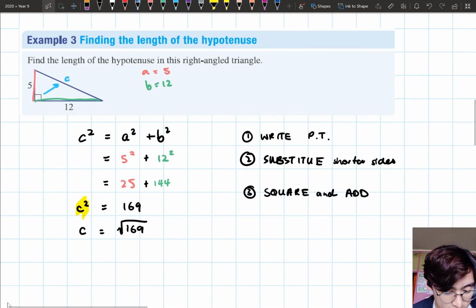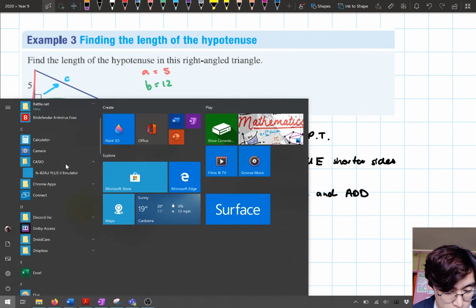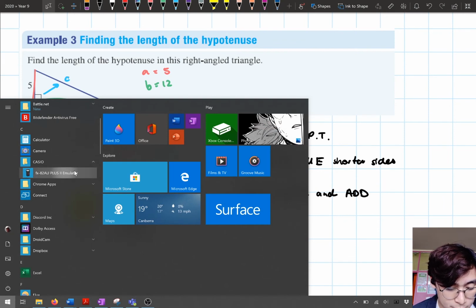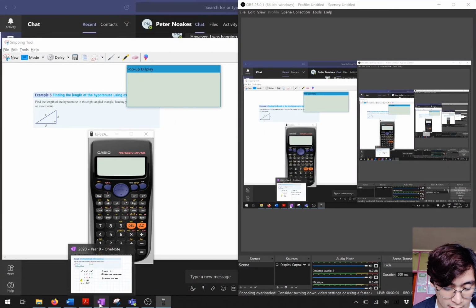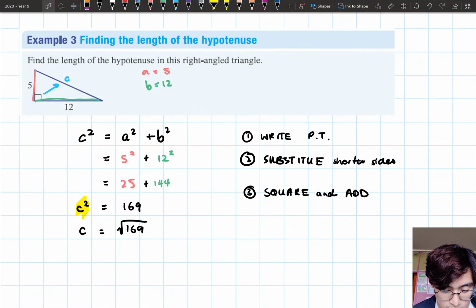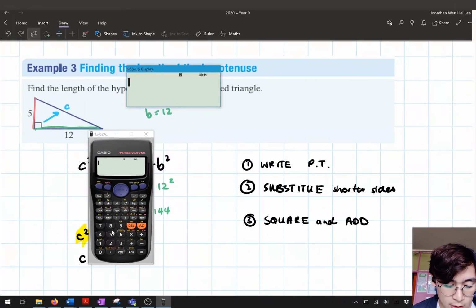Let me just find my calculator. So if I go to Casio, I have my calculator. There we go. If it decides to open. Oh, that's not what I want. Okay, I have my calculator. I'm going to just small screen this. Got my calculator. So let me just show you what I did.